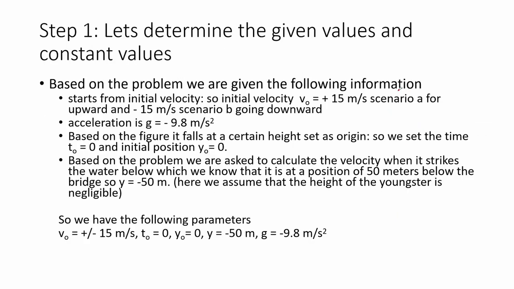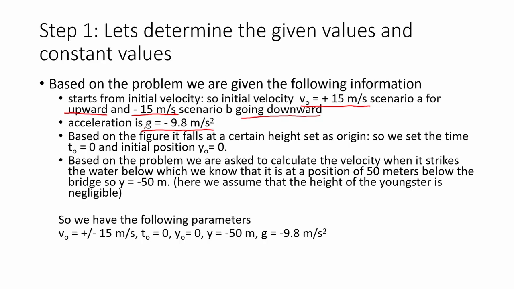Based on the problem we are given the following information, starting with an initial velocity. So the initial velocity is non-zero and it has two different scenarios. First, it is thrown vertically upward, so for scenario A its initial velocity is positive 15 meters per second. For scenario B it is thrown downward, so it is negative 15 meters per second. The acceleration is still g equals negative 9.8 meters per second squared.